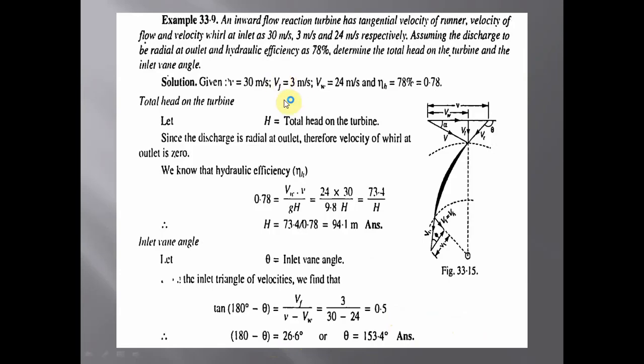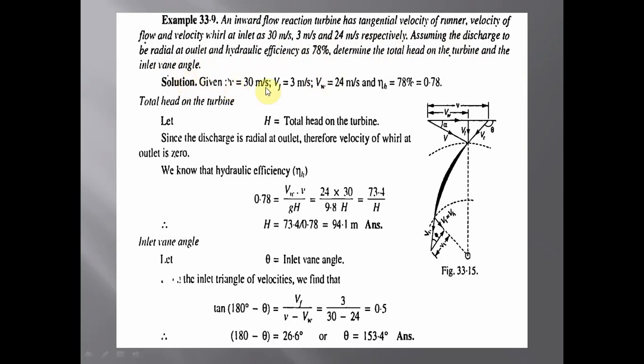So this is the fourth problem. An inward flow reaction turbine has a tangential velocity, velocity of flow and velocity of whirl at inlet of 30 meters per second, 3 meters per second, and 24 meters per second respectively. Assume the discharge to be radial at outlet and hydraulic efficiency as 78%. Determine the total head on the turbine and the inlet vane angle.